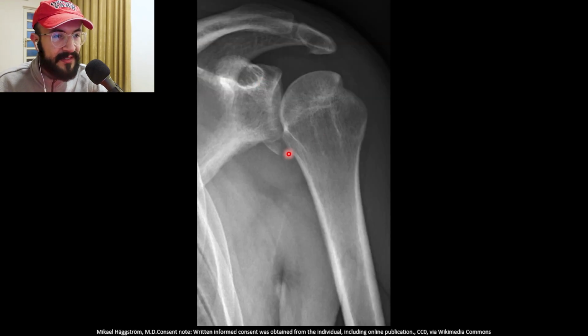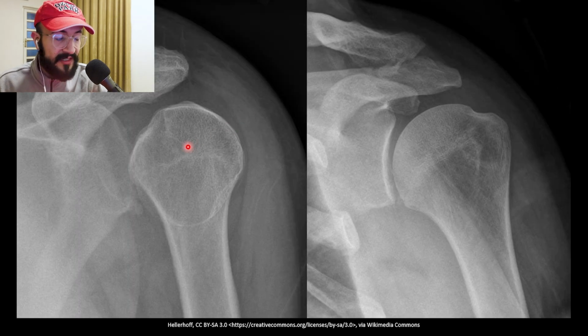Now this x-ray is an AP shoulder x-ray of the same patient after the shoulder has been reduced. And we can see that we have a compression fracture on the posterior part of the humeral head here. And this is a Hill-Sachs lesion. It's a posterior compression fracture. It happens during the shoulder dislocation. And at the same time, we also have an inferior glenoid rim fracture. And this is called the bony Bankart lesion. It also occurs during the dislocation. Now moving on to the next injury.